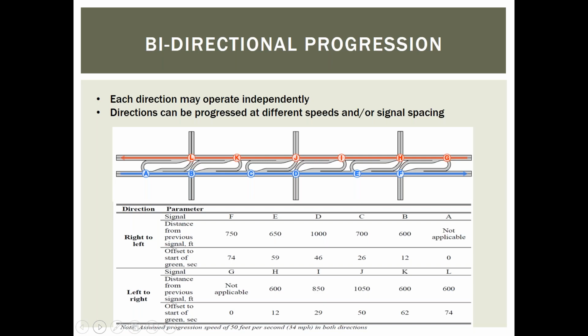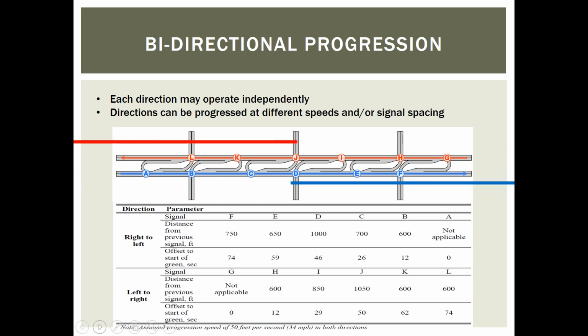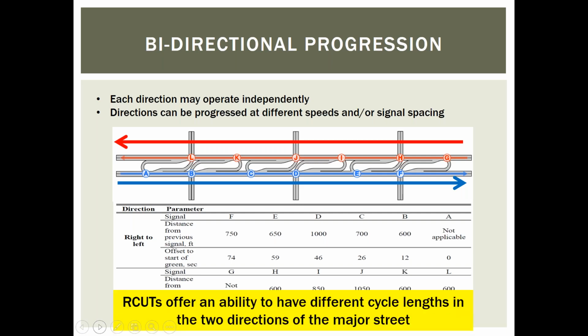Now, here's another significant advantage of signalizing R-CUTs. Each direction on the major street in an R-CUT is basically going to be operating like a one-way street. They're like one-way pairs, because you never need to stop both directions on the major highway at the same time. Because traffic is not coming out from the minor street making a left or a crossing, they're only making the right turn, we don't need to stop both directions at the same time. They're basically operating like one-way streets. That opens up a lot of possibilities.